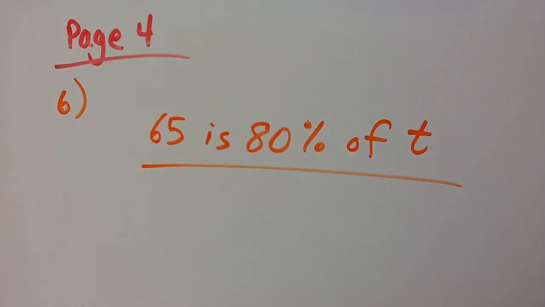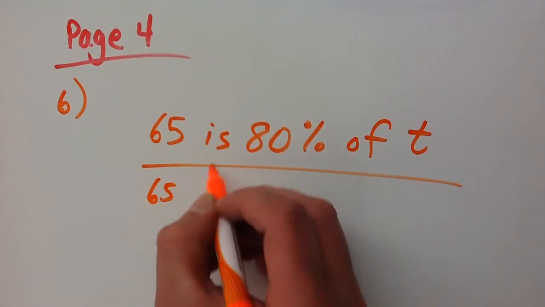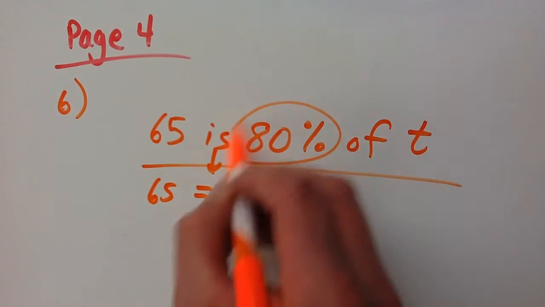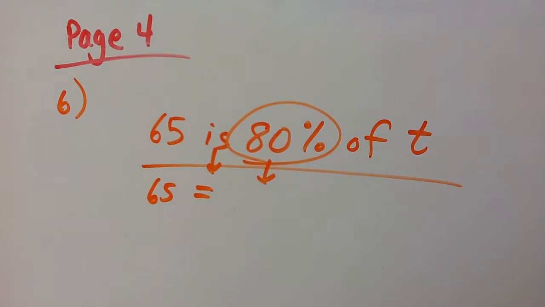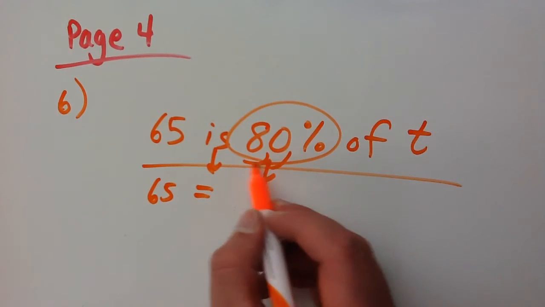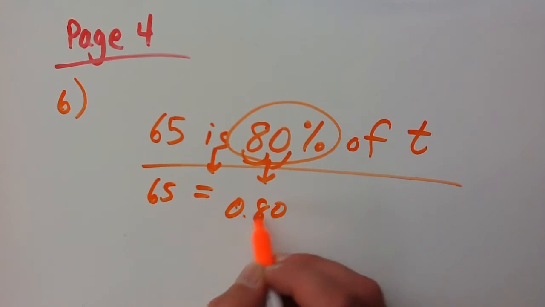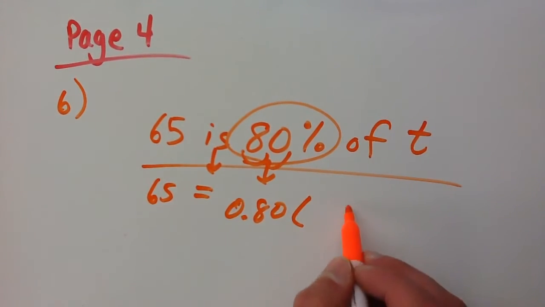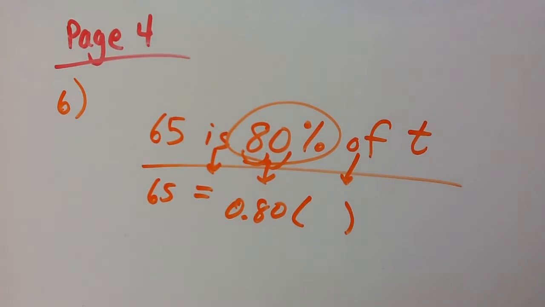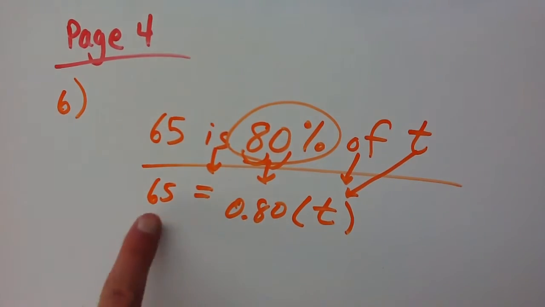That little phrase right there is going to help you write your mathematical equation to be able to solve for T, the total number of miles in the trip. So 65 means equals, here's my percentage. I'm going to write that as a decimal by dividing by 100 or moving the decimal 2 places to the left, so that's 0.80. Here's of means times in math, right? So I'm going to multiply by what? I'm going to multiply by T, the total number of miles in the trip. So here's my equation, 65 equals 0.80 times T.